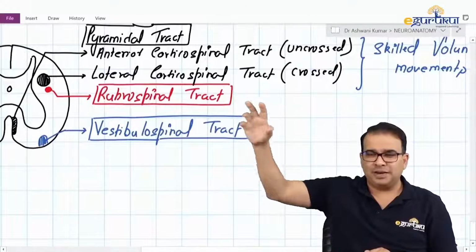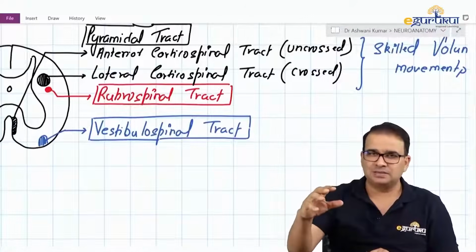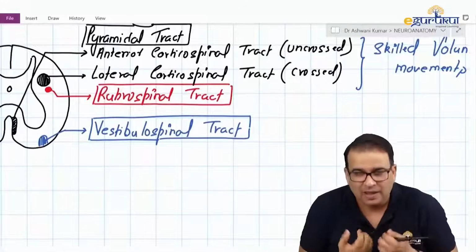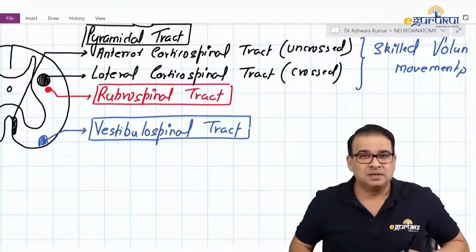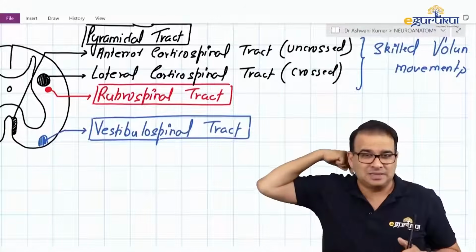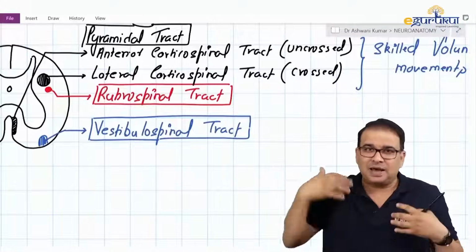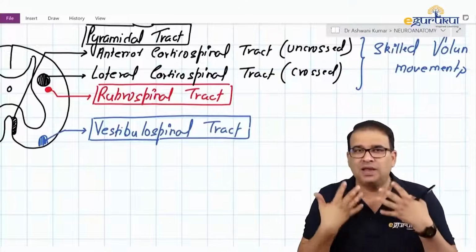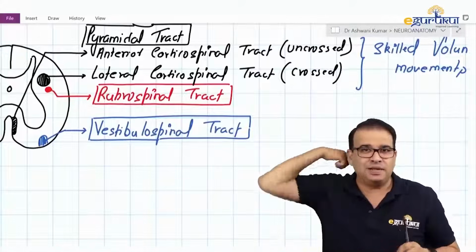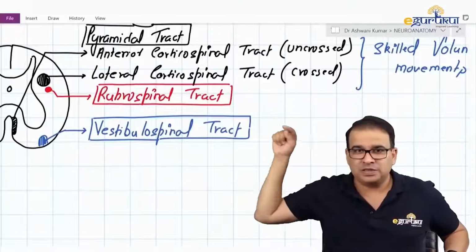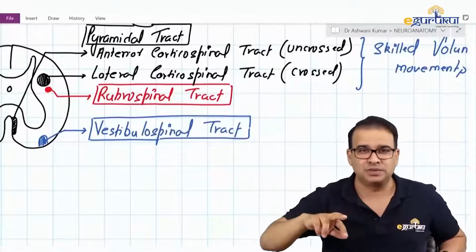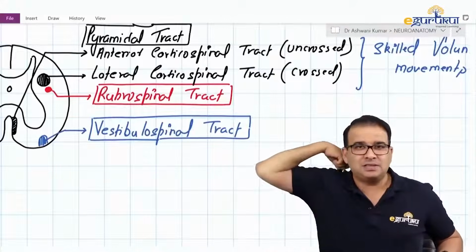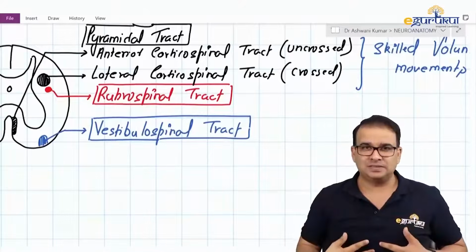Rubrospinal tract function is to facilitate the flexors, like all the flexors. If I have to bend forward, I'm facilitating all my flexors. But it inhibits the extensors. So the extensors are inhibited when the rubrospinal tract is working. It is facilitating these flexors and inhibiting the extensors. Whereas vestibulospinal tract is exactly opposite. It facilitates extensors and inhibits flexors.